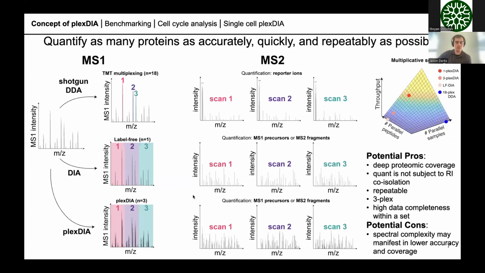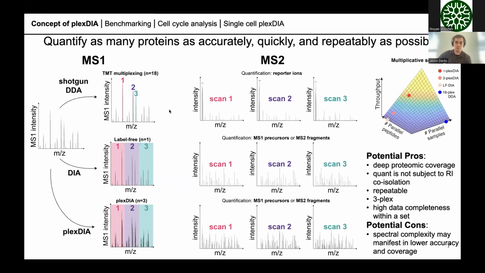Some of the advantages of doing so is that you get all the advantages that you would get with a DIA method, and pretty much all the advantages that you would get with a shotgun DDA method that does TMT multiplexing. You get deep proteomic coverage, quantitation that is not subject to reporter ion co-isolation. You get repeatability of a data independent method, and you get multiplexing and high data completeness within a set because you're running samples in parallel.